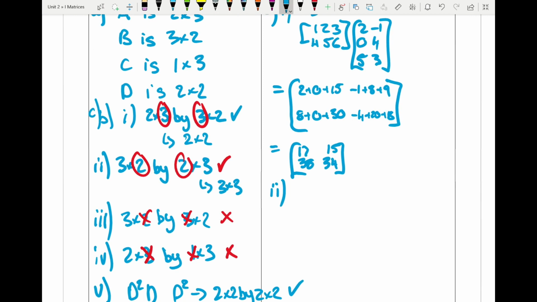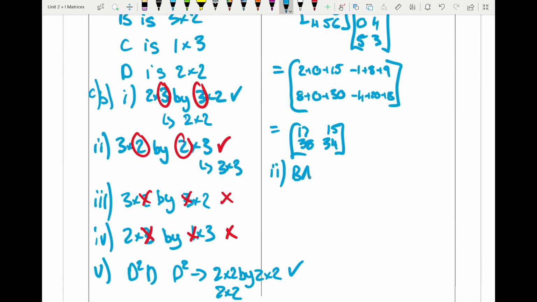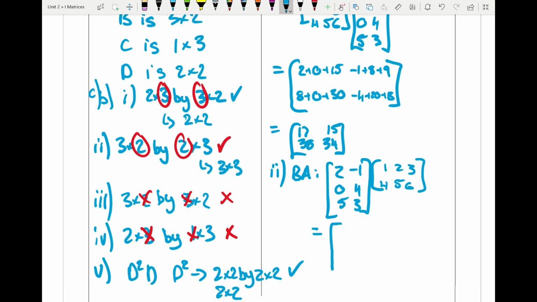Okay, now B times A. So B times A is going to give us a 3 by 3 matrix this time. So that is 2, 0, 5, negative 1, 4, 3, multiplied by 1, 2, 3, 4, 5, 6. Okay, and we're going to compute this a little bit more quickly now.